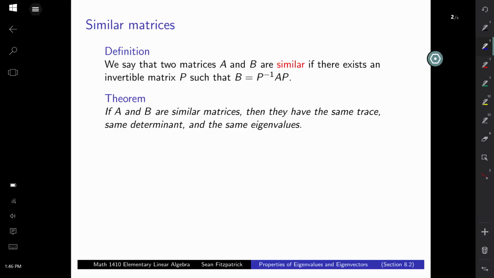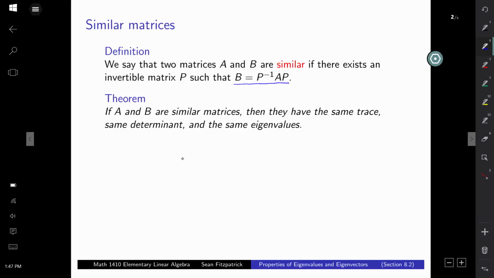Now these are results that you're familiar with if you completed assignment 5. We defined what it means for two matrices to be similar there. We said that B is similar to A if you can find an invertible matrix P so that I can write B as P inverse times A times P. So that's what it means for these two matrices to be similar.